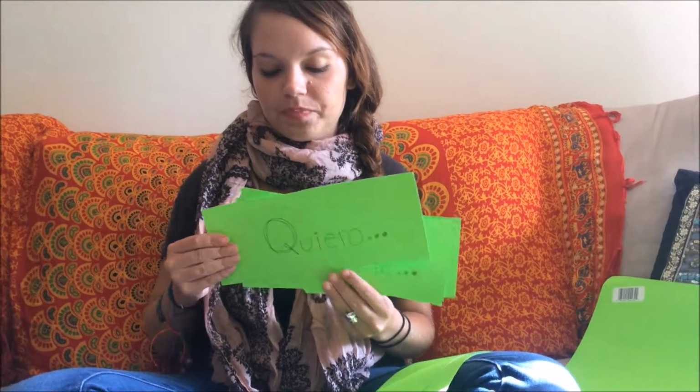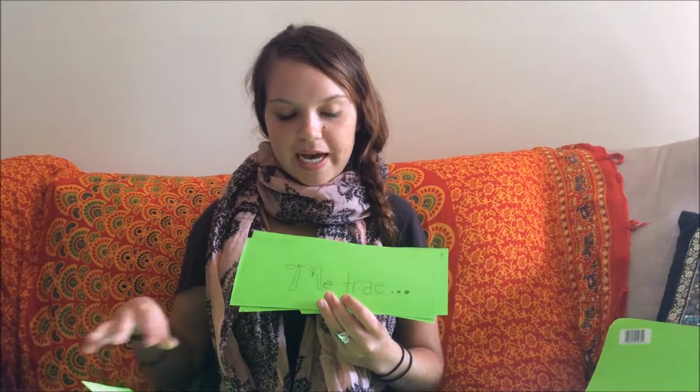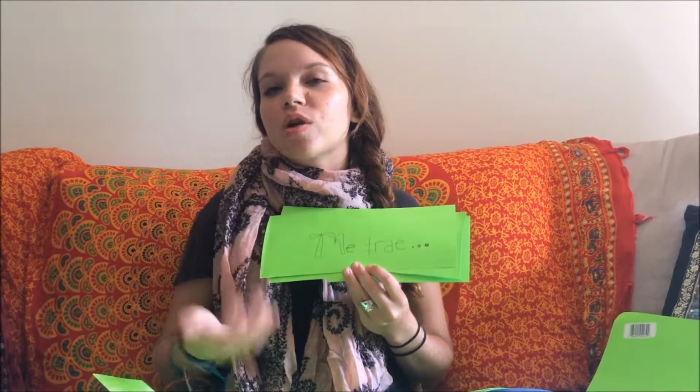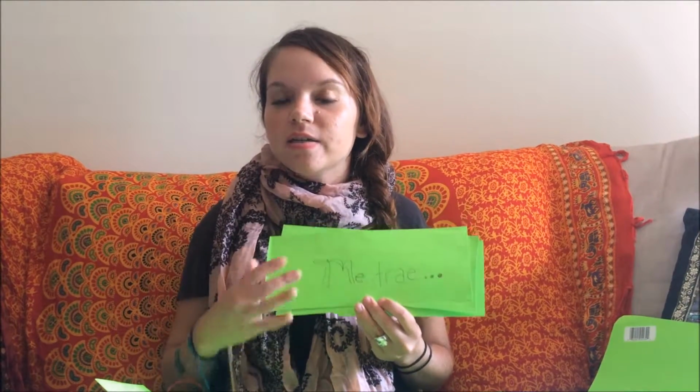Alright, and then your responses. You'll be using the verb querer a lot. So, quiero, I would like pollo, I would like some chicken. You can say quiero arroz, I would like some rice. Then we have me trae. Could you bring me this? Me trae otra bebida. Can you bring me another drink?